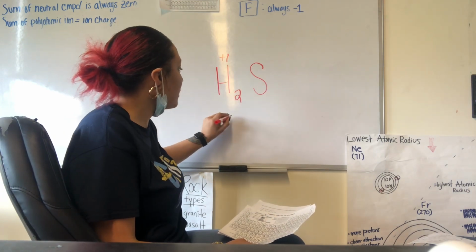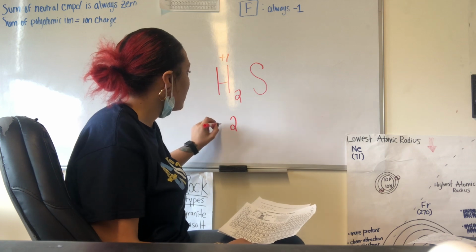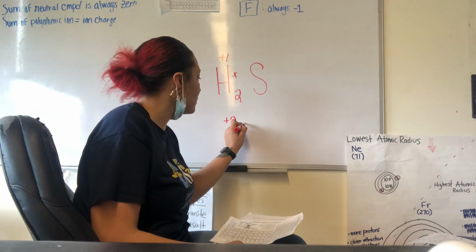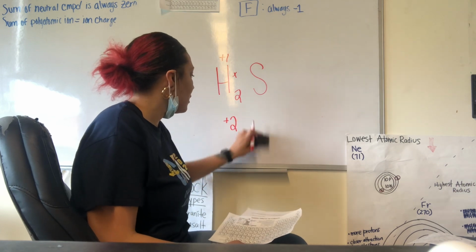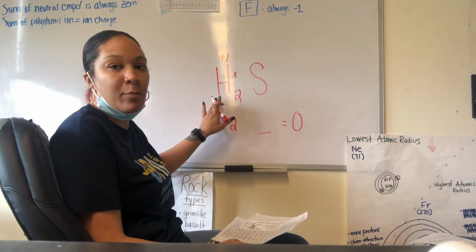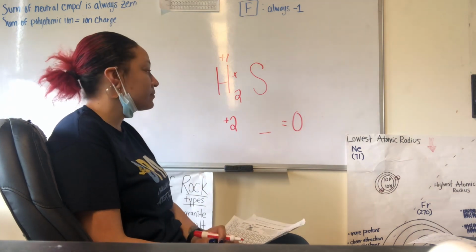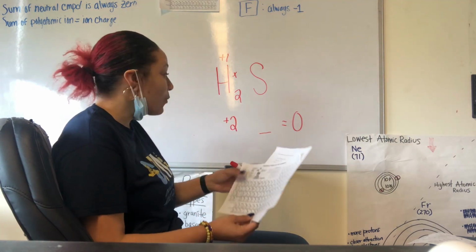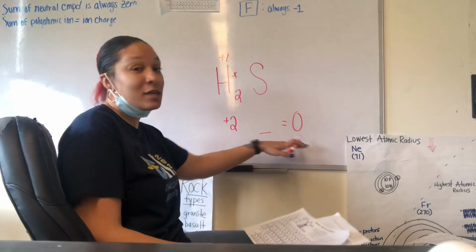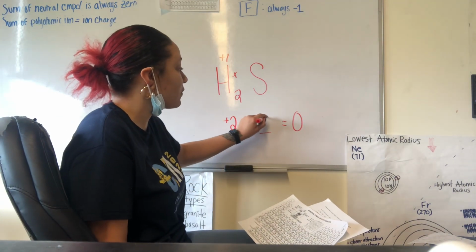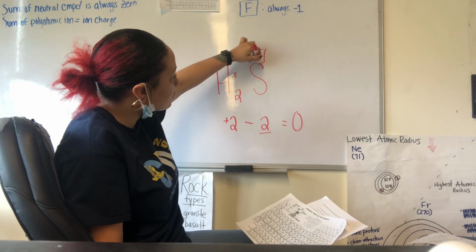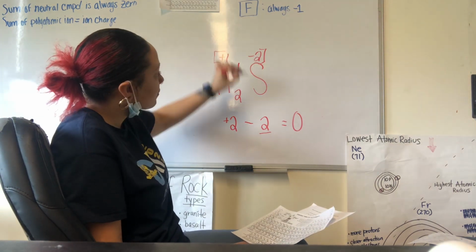+1 times 2 equals +2. Now, what number can we get to equal to 0 if this is a pure element ion? We go to sulfur, we see +6, +4, +2, and -2. We need it to equal to 0, so it'll be -2. So the answer for sulfur that we're looking for is -2. Okay?